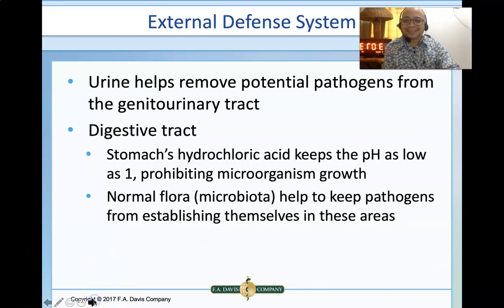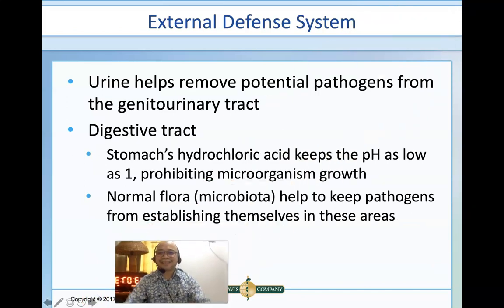So let's now move on with our lesson. Urine is still part of the external defense system.